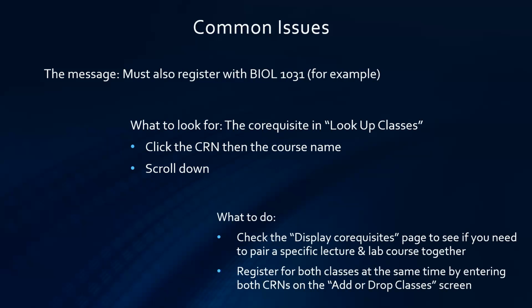In some cases, specific sections of lecture and lab classes have to be paired together. To see a list of all the lecture and lab sections for the class you're adding, click the Display Co-reqs link at the bottom of the Add or Drop Classes page. Select the subject and click Submit, then scroll down to the applicable class.